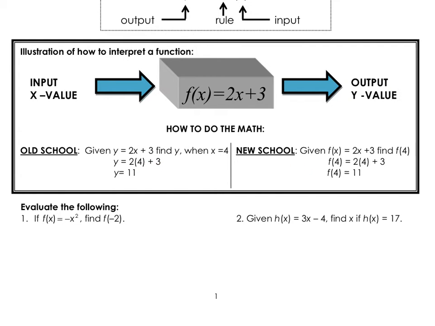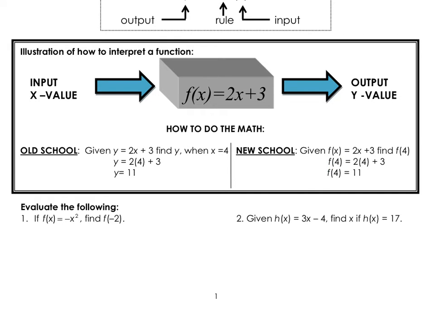New school is the same idea, it's just that we're going to say given f of x, so f of 4 this time. 4 is in place of x, so then on this side, everywhere we see an x, we're going to put that 4 in place of it, again using parentheses. So you'll notice this is exactly the same. All that's different is what's on the left-hand side, the f of 4 here, instead of y equals. F of 4 is just another way of saying y equals.